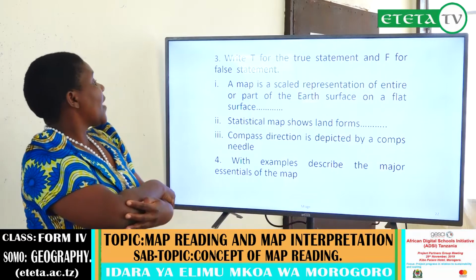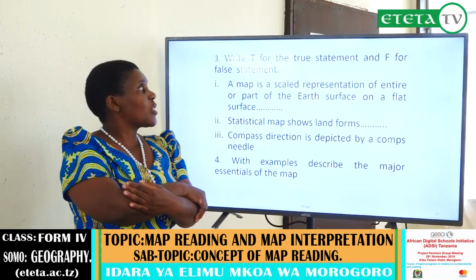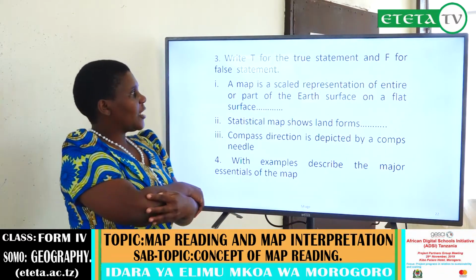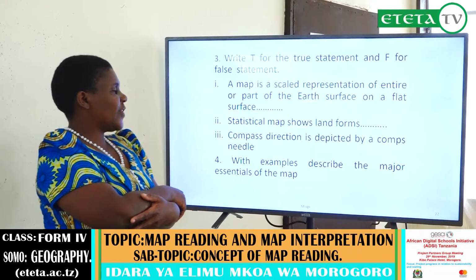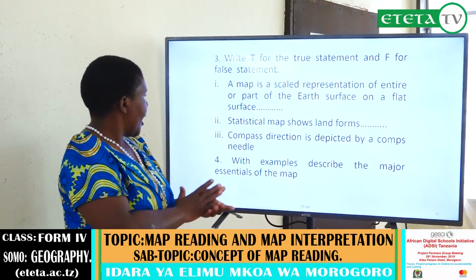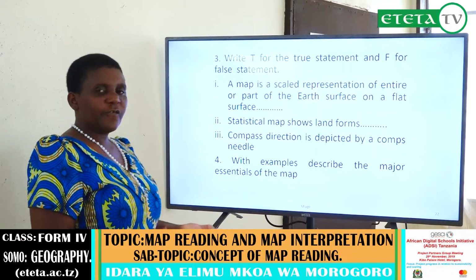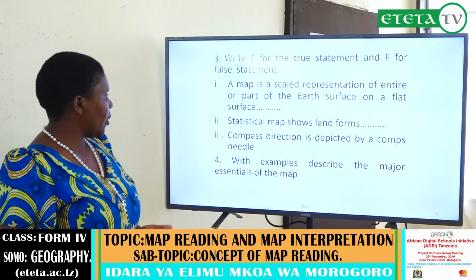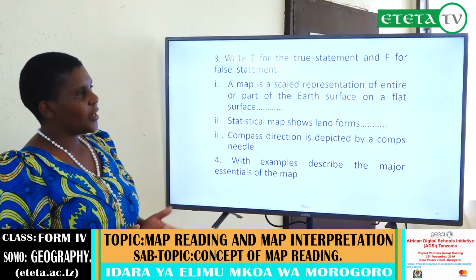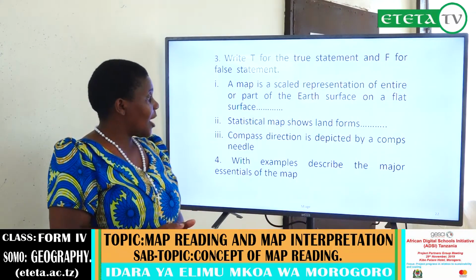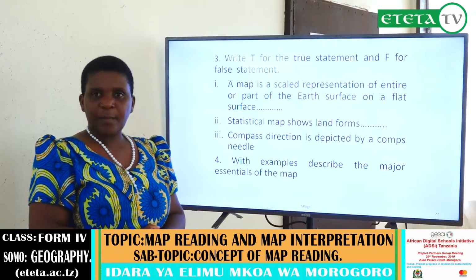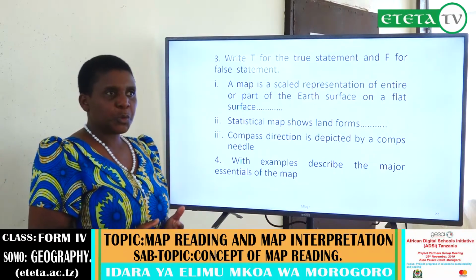But also, the third one is to write T for the true statement and F for the false statement. That a map is a scaled representation of an entire or part of the Earth's surface on a flat surface. If you think the answer is true, you say that it is T. If you think the answer is false, you put F there. Statistical maps show landforms. Now also, you have to decide which is the correct answer. Compass direction is depicted by a compass needle. Also, this one is an answer. With examples, describe the major essentials of the map. Now you have to describe the major essentials of the map as I have taught you today.